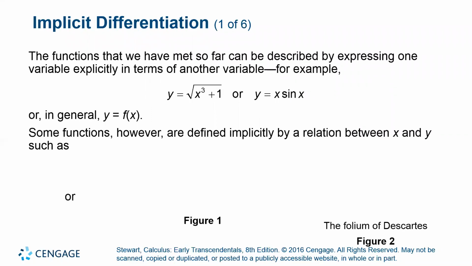The functions that we have met so far can be described by expressing one variable explicitly in terms of another variable. For example, if you have y equal to the square root of x cubed plus 1, this is written explicitly. But if I square both sides, I'm going to have y squared is equal to x cubed plus 1, which could be written as, bring all to one side, y squared minus x cubed minus 1 equal to 0.